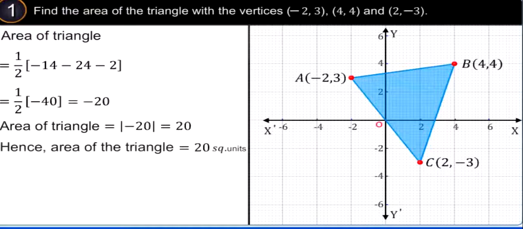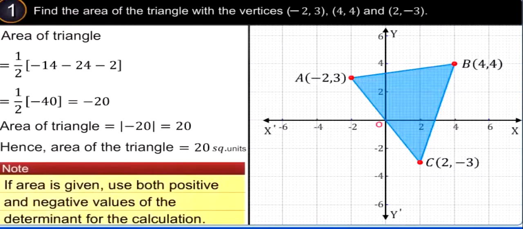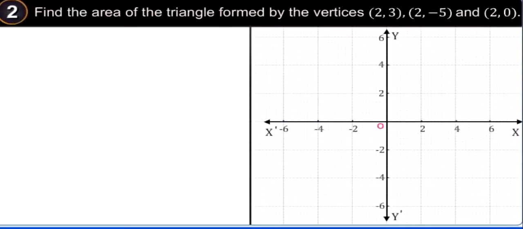If the area of a triangle is given and you have to calculate an unknown coordinate, then use both the positive and the negative values of the determinant for the calculation. What do you think will be the area of the triangle formed by three collinear points? Let's see.